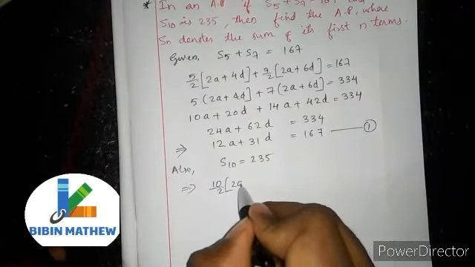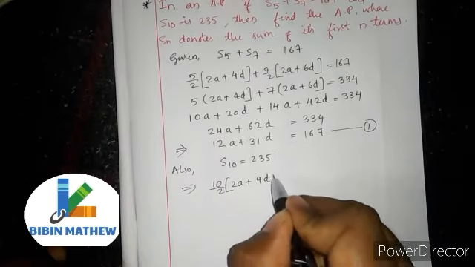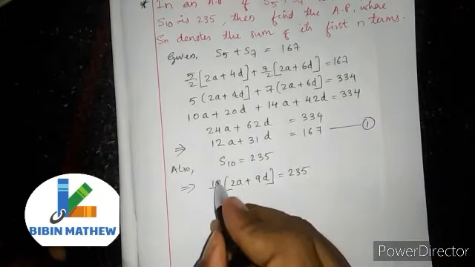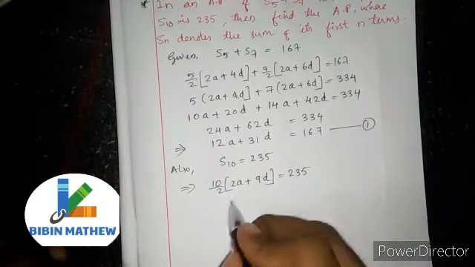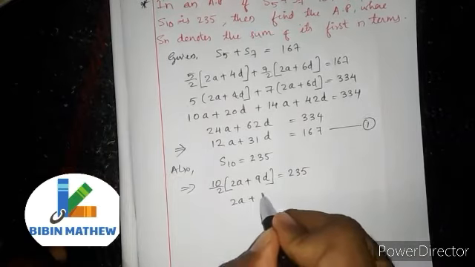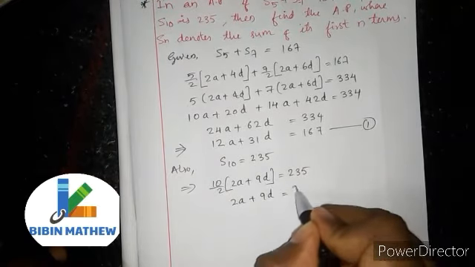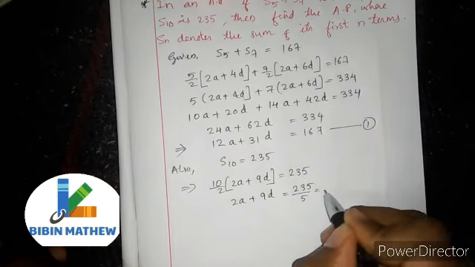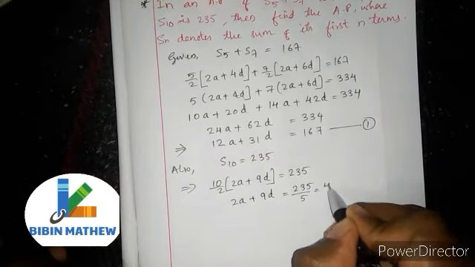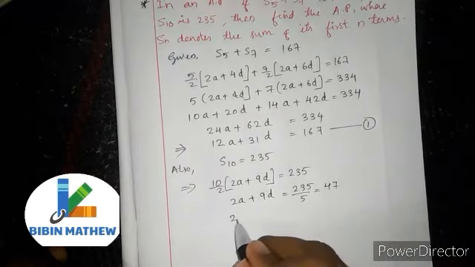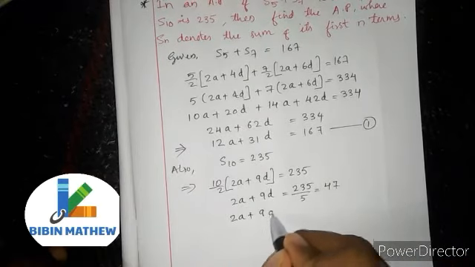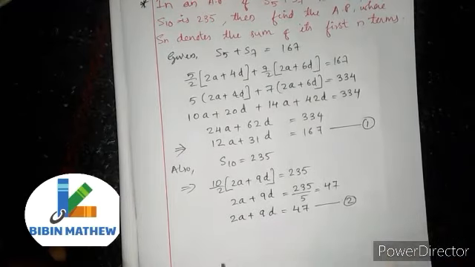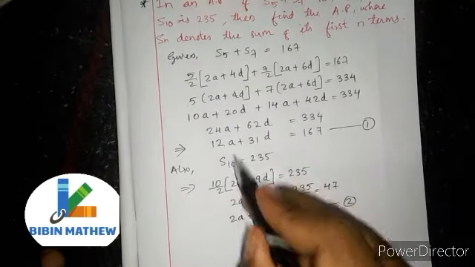What is the equation of Sn? Instead of n/2, because of 10 here, 10/2 into 2a plus, how much d? 9d, one less. 9d is equal to that much. Now 10/2 is 5. Taking this 5 to the right side, this will become 2a plus 9d is equal to 235 divided by 5. That is equal to 47. So that is the first equation. Another second equation, 2a plus 9d is equal to 47.